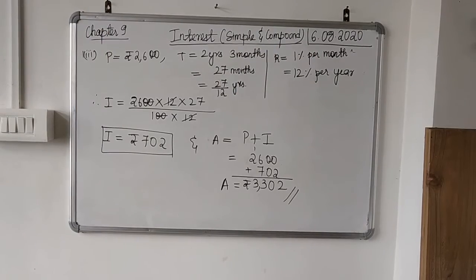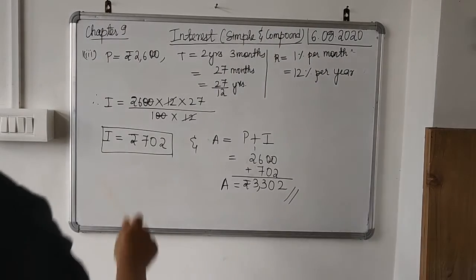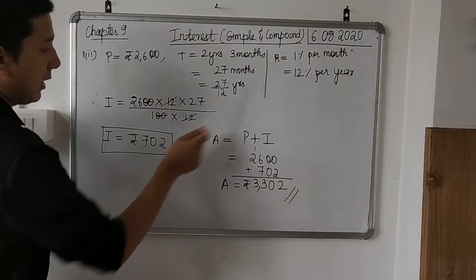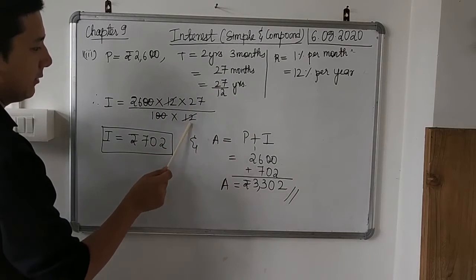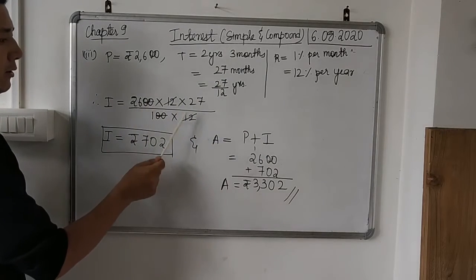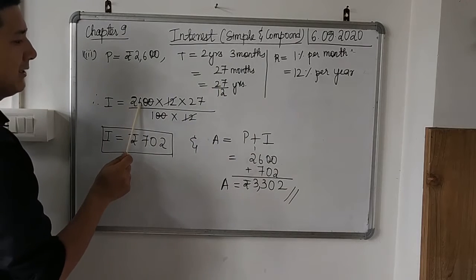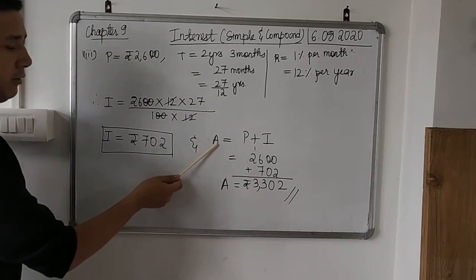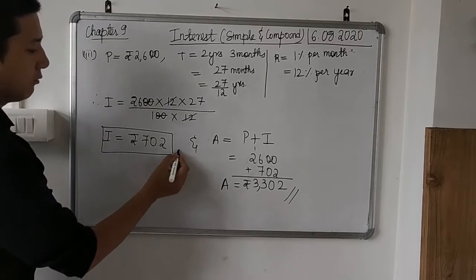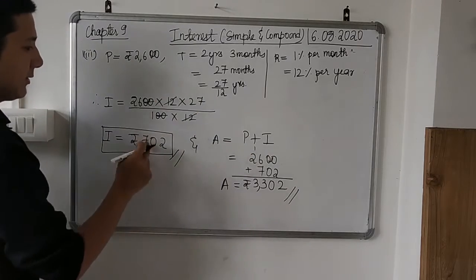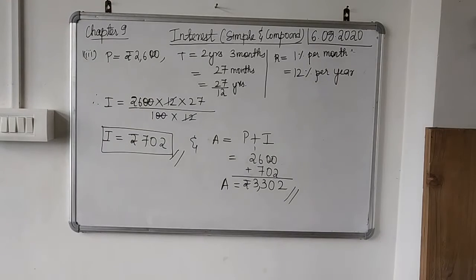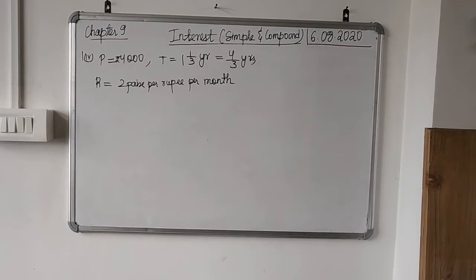Okay? Alright boys. So when you put the values, P into R into T divided by 100, 00 gone, 12 gone, 26 into 27 will be 702. And how to find the amount? So this is your interest. How to find the amount? P plus I, you add it, you'll be getting 3,302. So please pause the video, note it down.